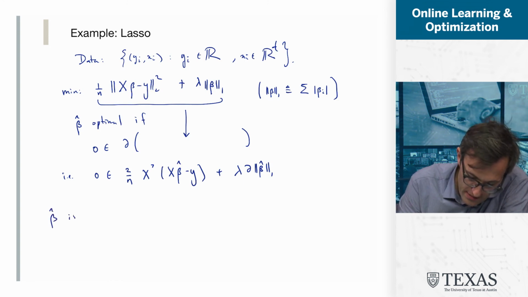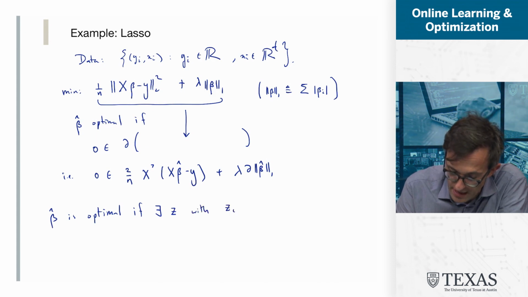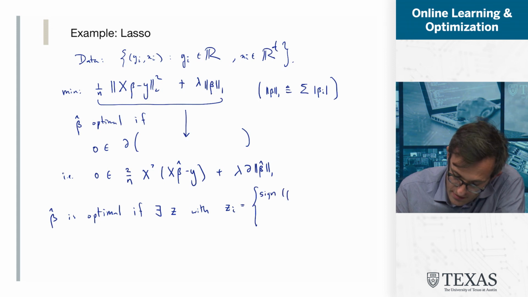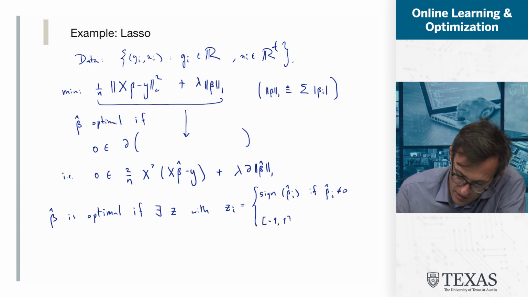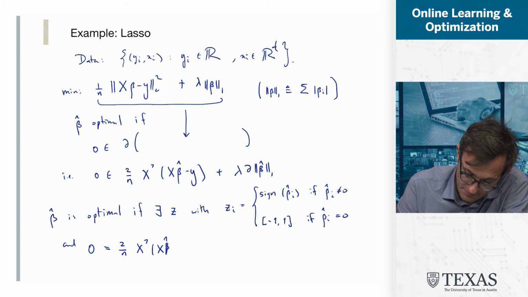In other words, beta hat is optimal if there exists some vector z with the following: zi equal to the sign of beta hat i if beta hat i is different from 0, or any value in minus 1 to 1 if beta hat i is equal to 0, and 0 equals 2 over n times x transpose (x beta hat minus y) plus lambda times z.